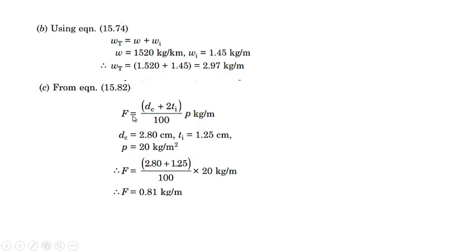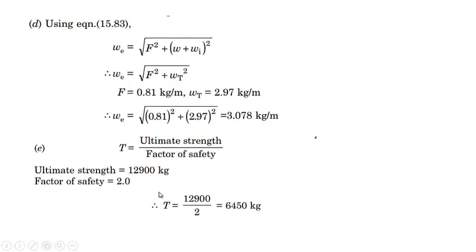Similarly, F is equal to dc plus 2 Ti divided by 100 into P. So dc is given as 2.80, Ti is given as 1.25, P is given as 20 kg per meter square. So this is equal to 2.80 plus 1.25 divided by 100. This 100 is actually converting this centimeter into meters. So into 20, it comes out to be 0.81 kg per meter. This is the total wind force, horizontal wind force.